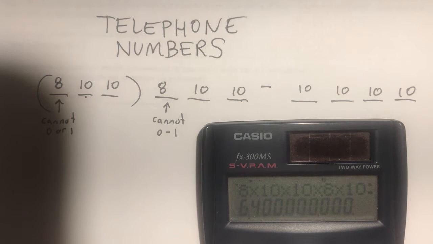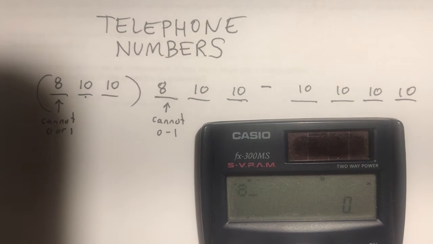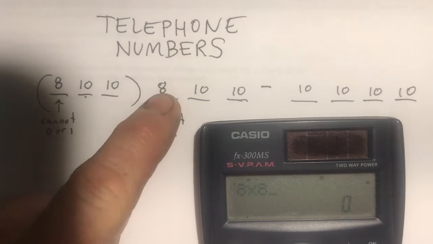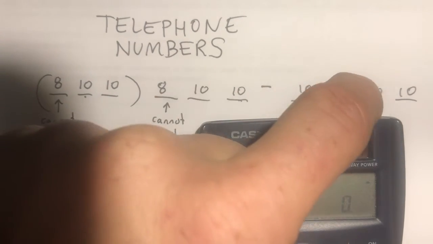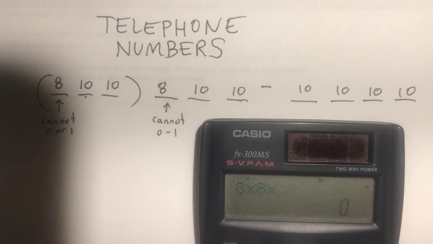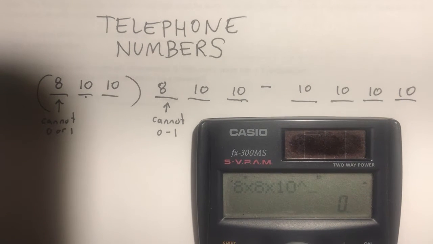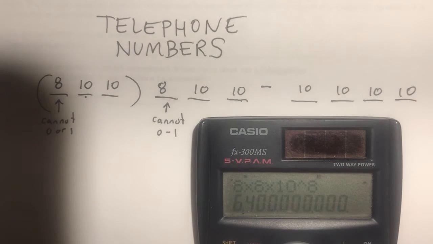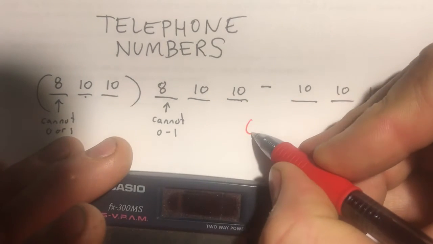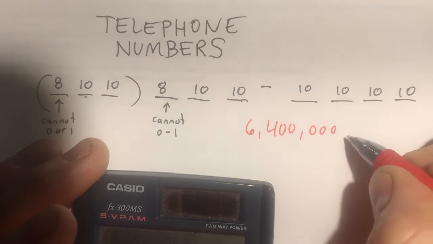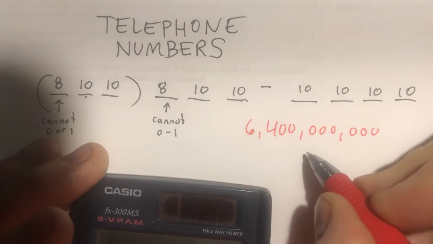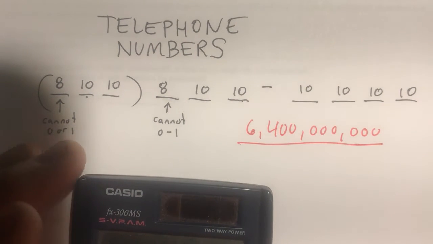Let's make sure we did that right. I got 8 times 8, I got two 8s, times 1, 2, 3, 4, 5, 6, 7, 8 tens. So I'm going to do 10 to the 8th power, just to make sure we got that right. Yeah, we did it right. 6,400,000,000 phone numbers. That's how many phone numbers are possible for the United States.